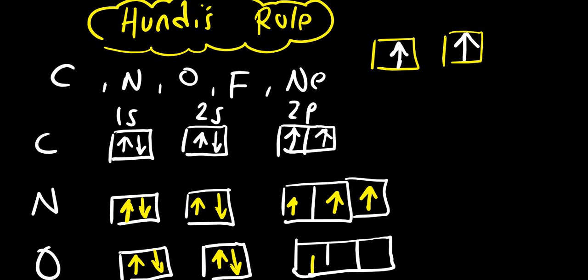The first 3 will fill. Now you're remaining with 1. So the other one now will come there, like that. So now you have 4 like that. Let's also show the other ones. We said fluorine. Fluorine has how many electrons? Fluorine is number 9.